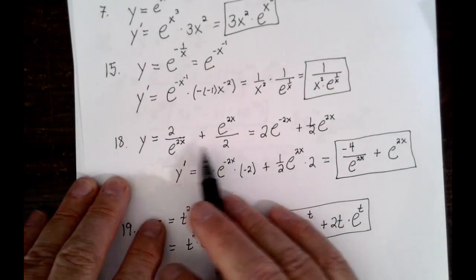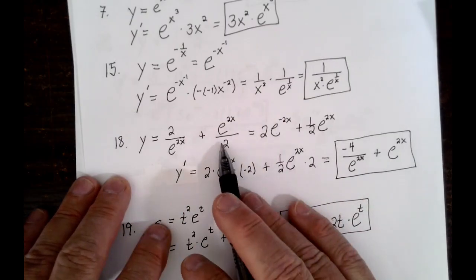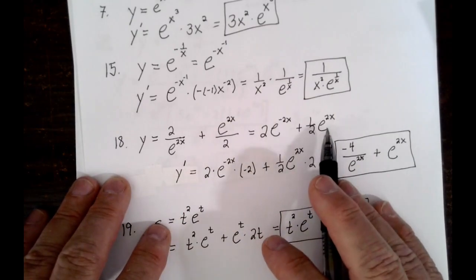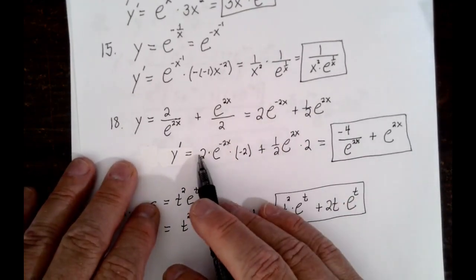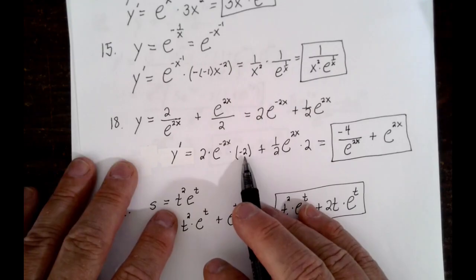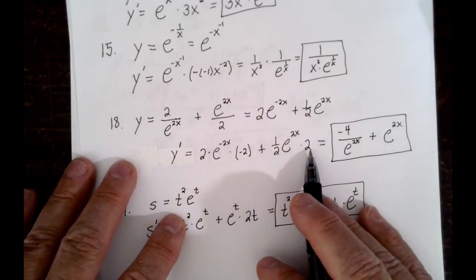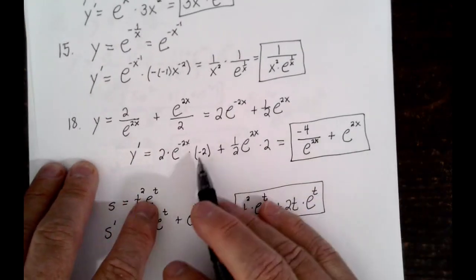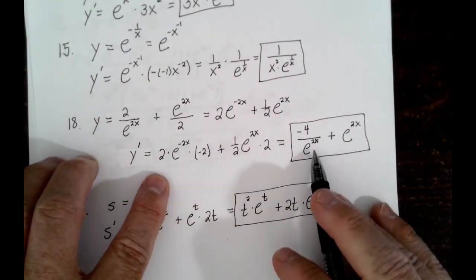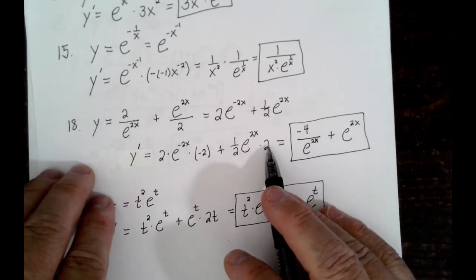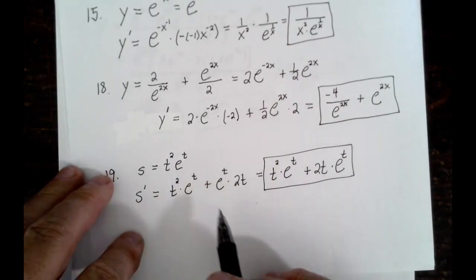This one plus this one, this is really 2e to the negative 2x. And this is really just 1/2 e to the 2x. It makes it easier to see what the derivative should be. So you get 2e to the negative 2x times the derivative of negative 2x. You get plus 1/2 e to the 2x times the derivative of 2x. And you multiply those two and you get negative 4, and you bring this guy down and make it a positive 2x. And 2 times 1/2 is just 1, so you just get the e to the 2x.